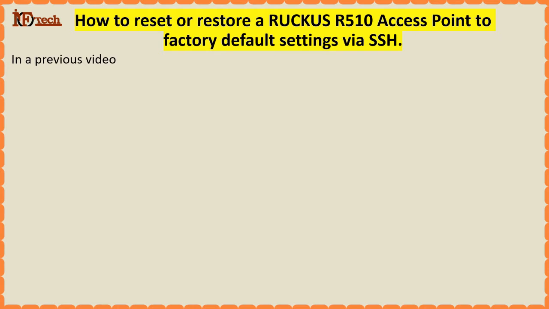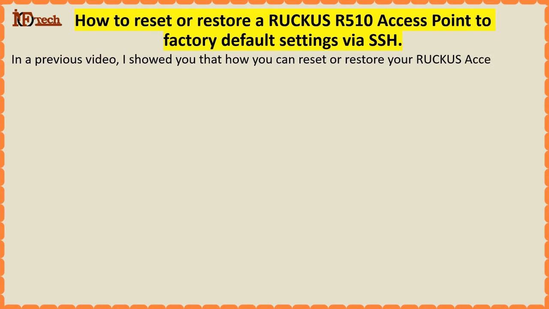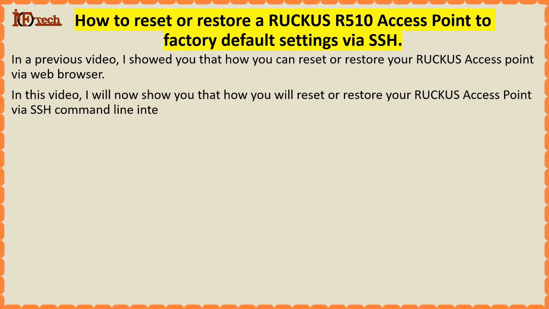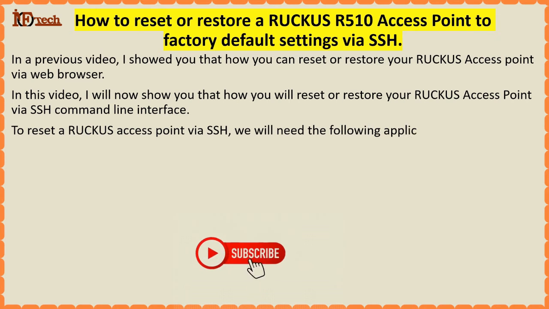In a previous video, I showed you how you can reset or restore your RUCKUS access point via web browser. In this video, I will now show you how to reset or restore your RUCKUS access point via SSH command line interface. To reset a RUCKUS access point via SSH, we will need the following application and information as prerequisites.